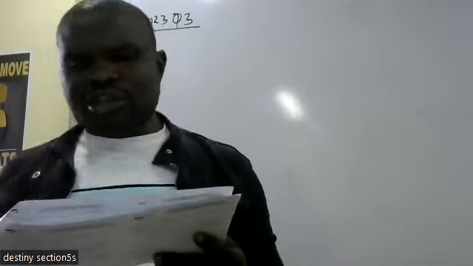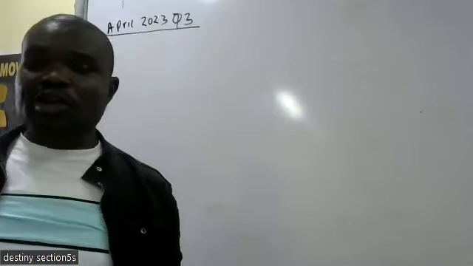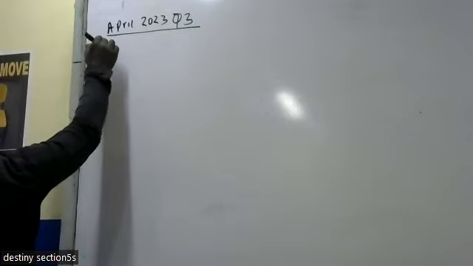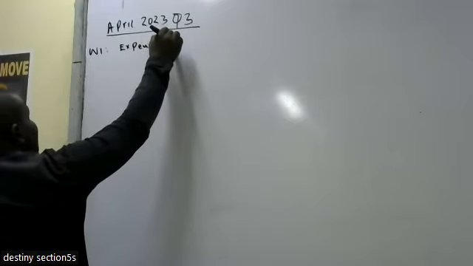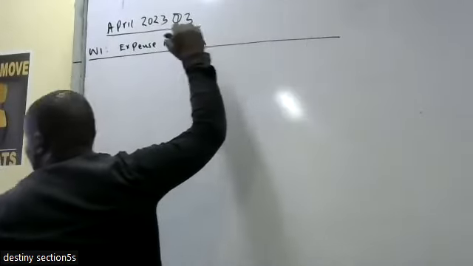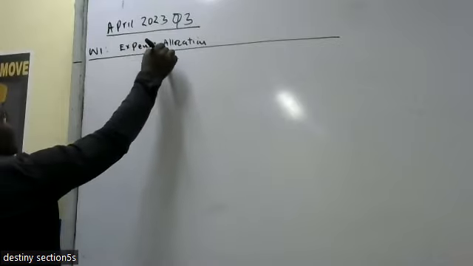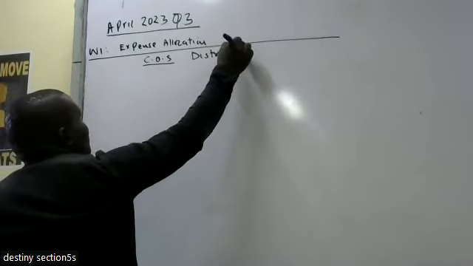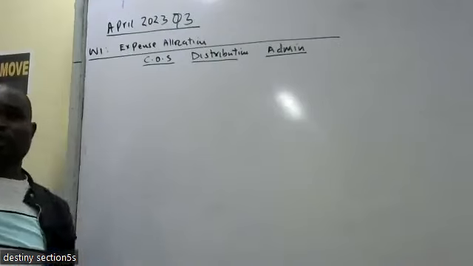Required: statement of profit or loss, statement of changes in equity, statement of financial position. So this time round, revenue has not been affected. So our working one is expense allocation. And the expense allocation: cost of sales, distribution, admin. Have it that way.